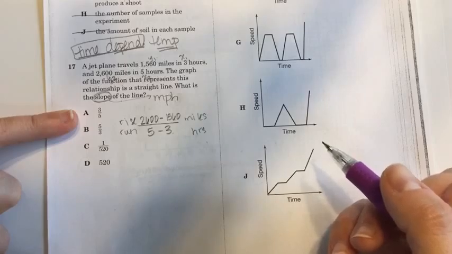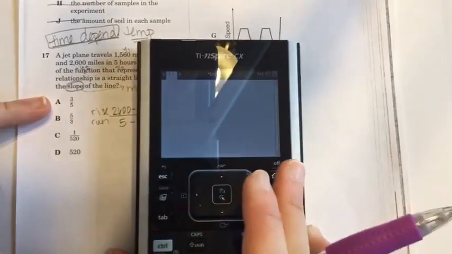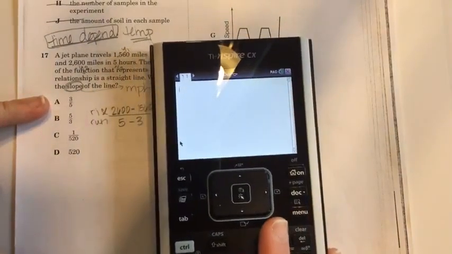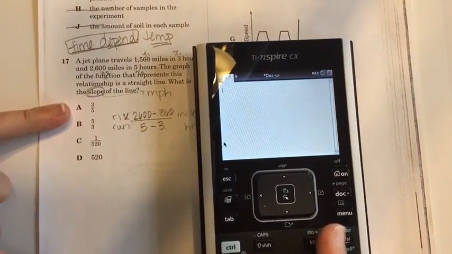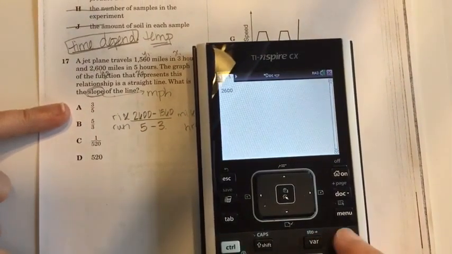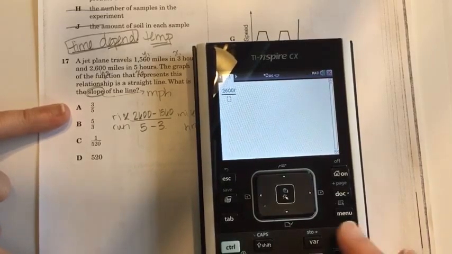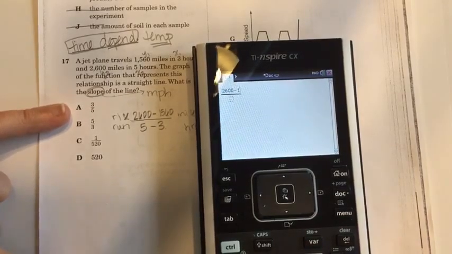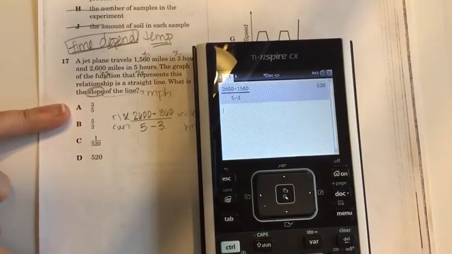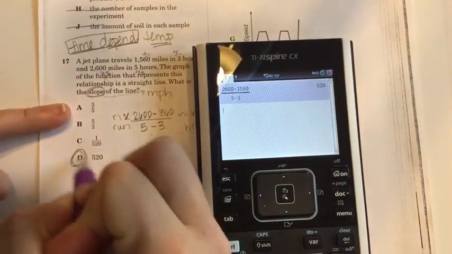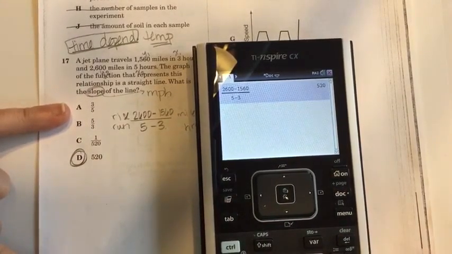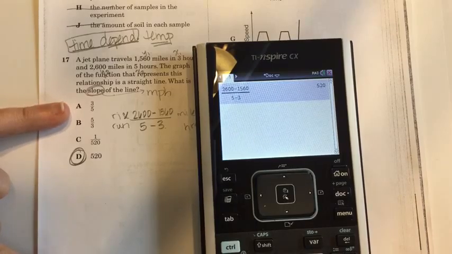Then you just do the math pretty quickly. I can actually type this entire thing into the calculator. I guess I need a fraction. 2,600 minus 1,560 over 5 minus 3. And it tells you right there that the answer is 520. Okay, so it's D. You work it out piece by piece, but you're still going to get 520 over 1. Okay? All right, number 18.